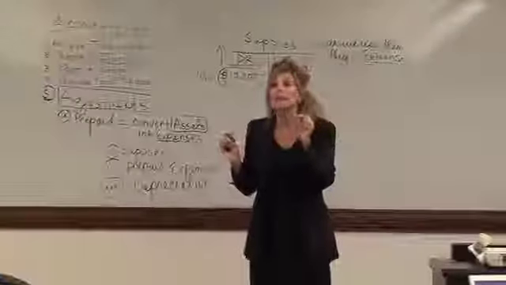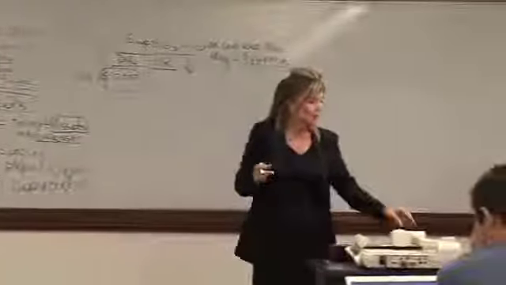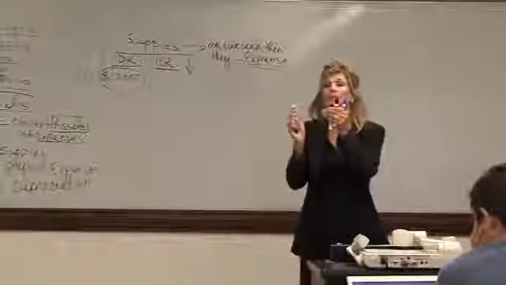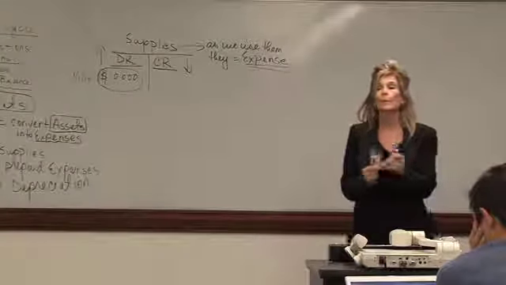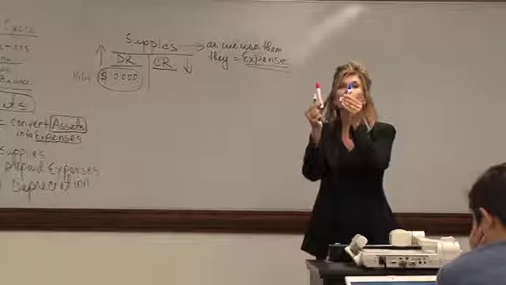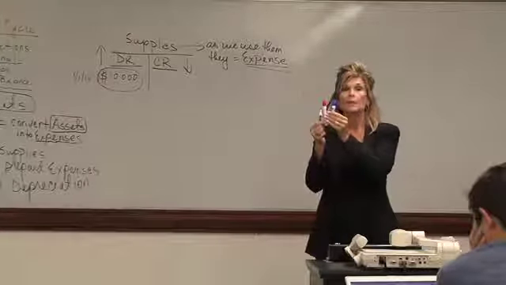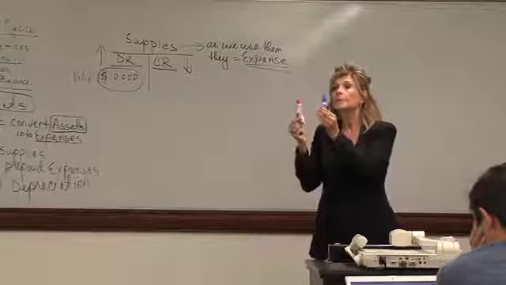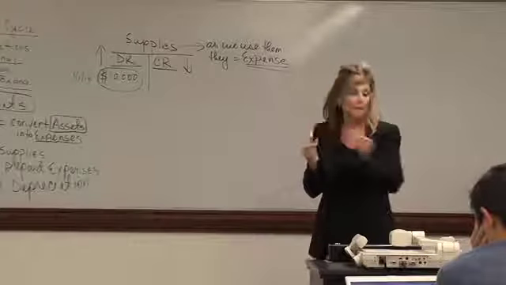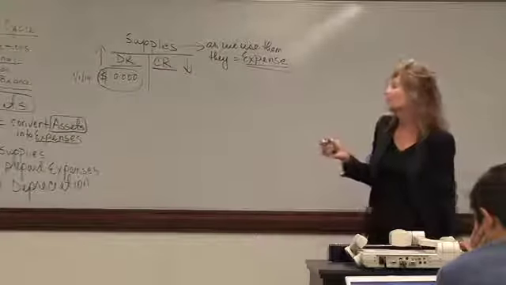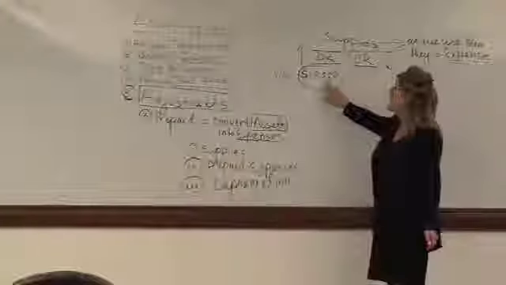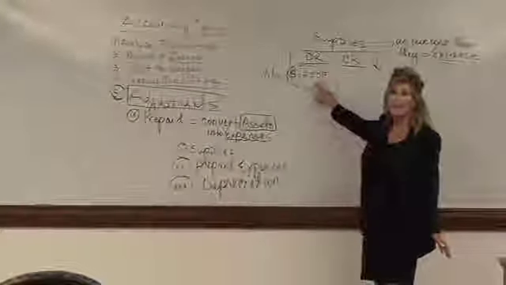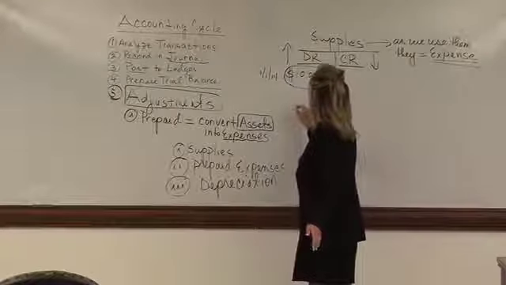And let's pretend that when we open the markers, we started out with 10,000 and we've used up, and now there's only 2,000 in supplies remaining. Started with 10, we have 2 left. So the difference between the $10,000 that we started with and the $2,000 that remains will become our adjustment.